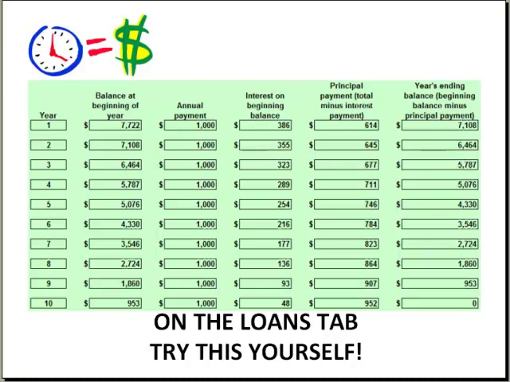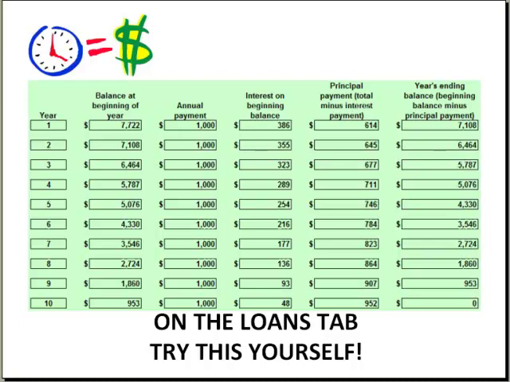Now it's your turn to play around with the numbers. Go to the Loans tab of the Lesson 3 spreadsheet. I've provided 2 white squares for you to play with. Adjust the payment amount. What do you have to do to pay the loan off early? Then try changing the interest. What effect does that have on the payments?